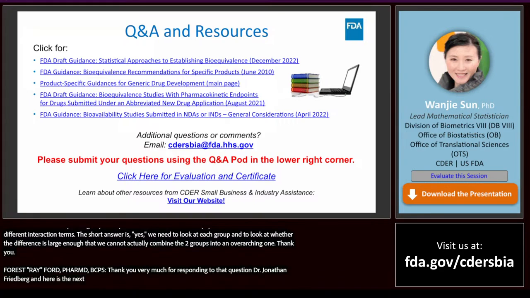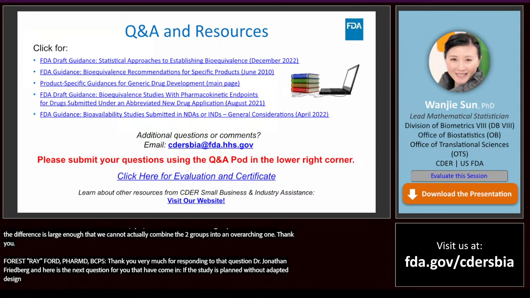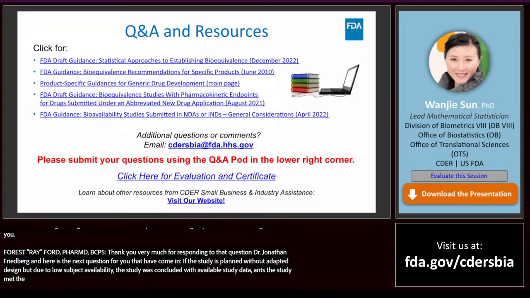If the study is planned without adaptive design, but due to low subject availability, the study was concluded with available study data, and the study met the BE criteria comfortably, does the applicant still need to check for type 1 error?